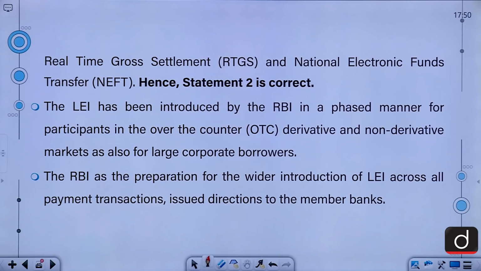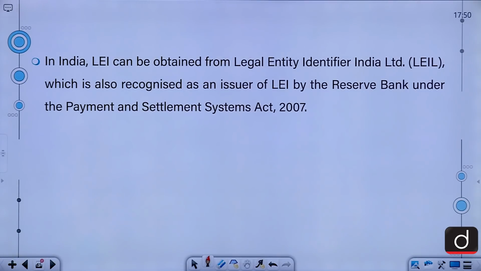The LEI has been introduced by the RBI in a phased manner for participants in the over-the-counter derivatives and non-derivatives market, and also for large corporate borrowers. The RBI, as the preparation for the wider introduction of LEI across all payments transaction, has issued directions to the member banks. In India, LEI can be obtained from Legal Entity Identifier India Limited, which is also recognized as an issuer of LEI by the Reserve Bank under the Payment and Settlement Systems Act of 2007.